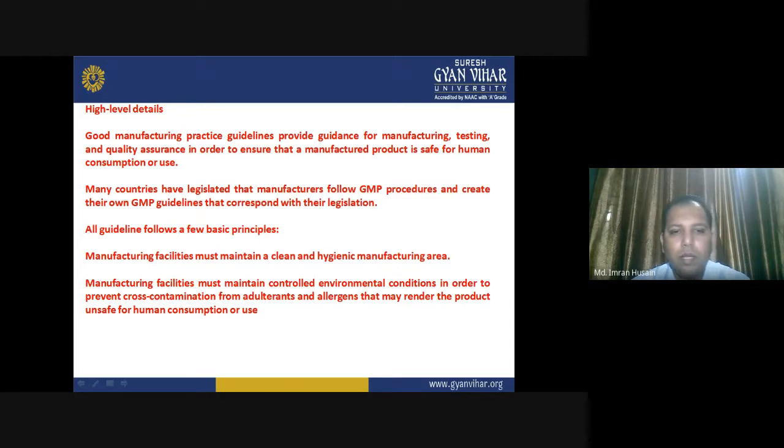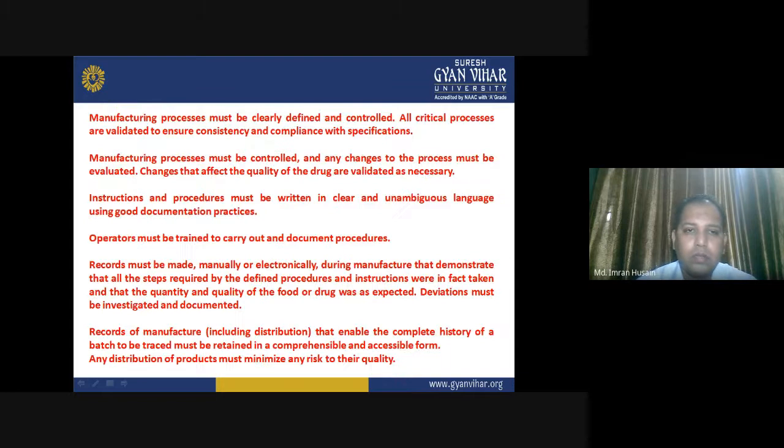Manufacturing facility: they should maintain a clean and hygienic area, with controlled environmental conditions for preventing cross contamination, adulterants, and allergens that may render the product unsafe and unfit for human consumption and use. Manufacturing processes must be clearly defined and controlled. All critical processes are validated to ensure consistency and compliance.